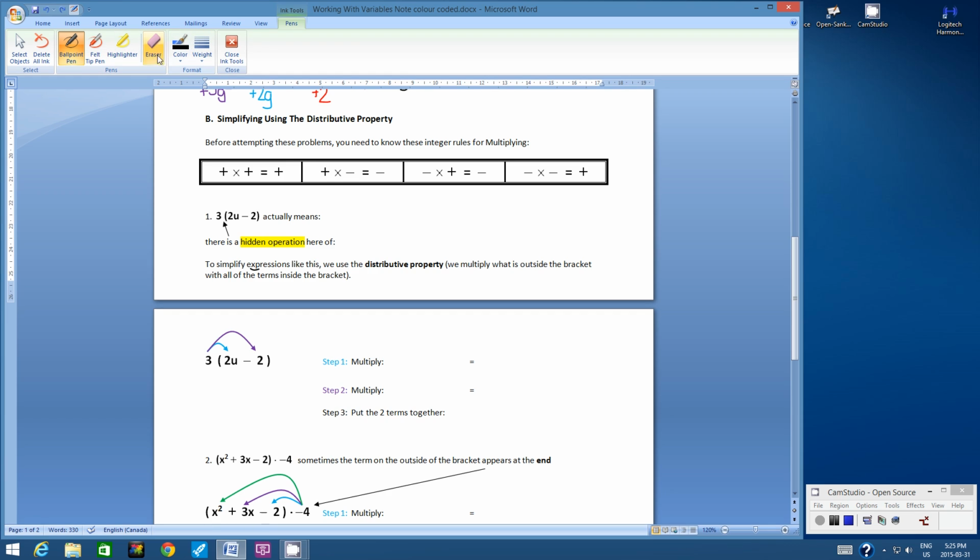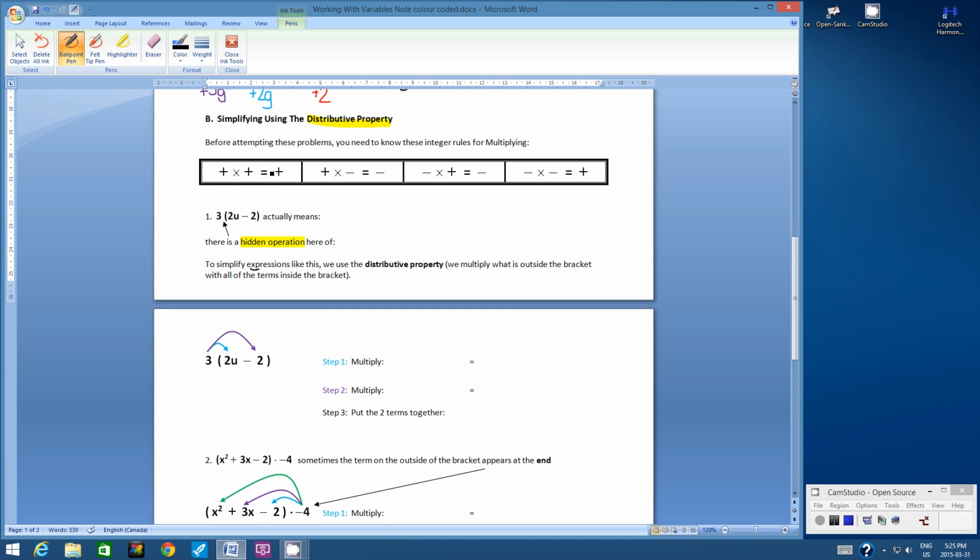Okay, so what is the distributive property? Well, it's a rule that you're going to use a lot in grade 8. So let's break it down. Before attempting these problems, you need to know these integer rules for multiplying. Now I should say you need to remember these integer rules for multiplying.